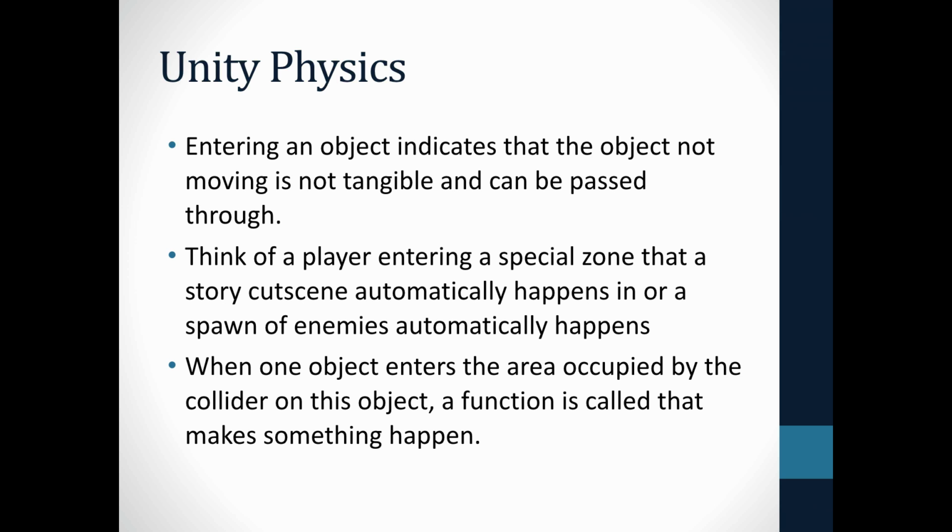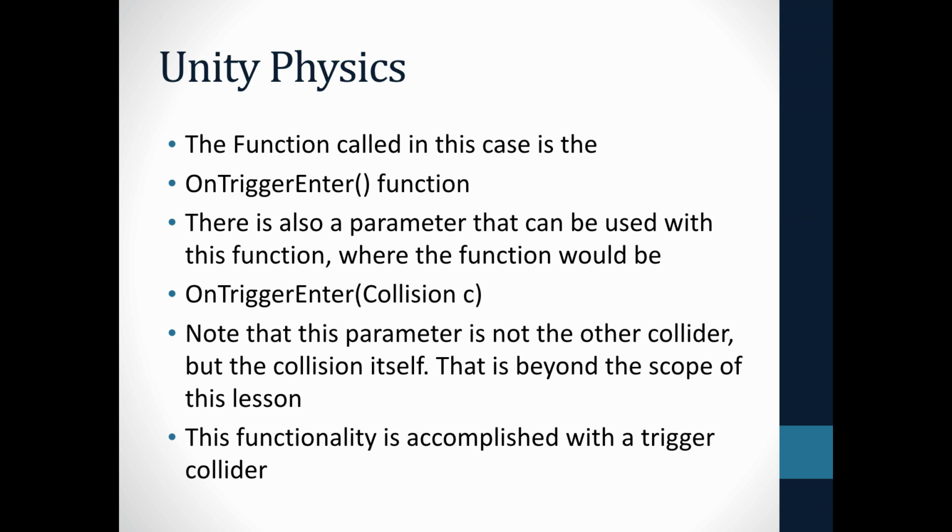So whenever the player's collider, or one object's collider, touches the collider of another object, but it's not physically there, you call it a trigger. So this function is called onTriggerEnter. There's also a parameter here, and it gives you information not about the collision, but about the collider.